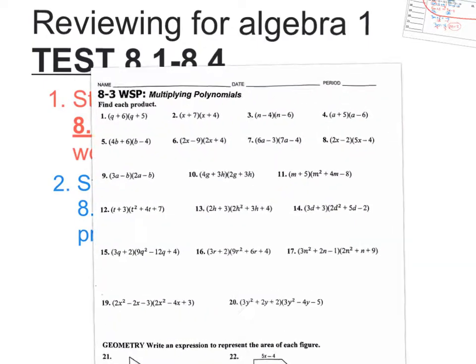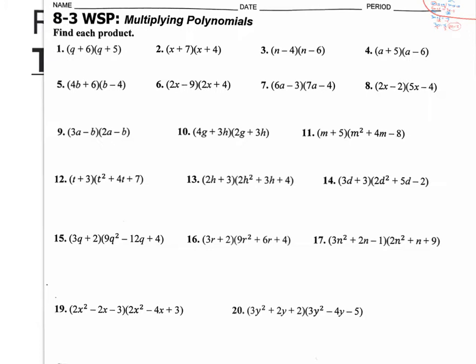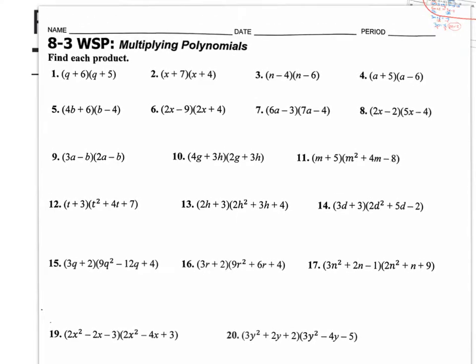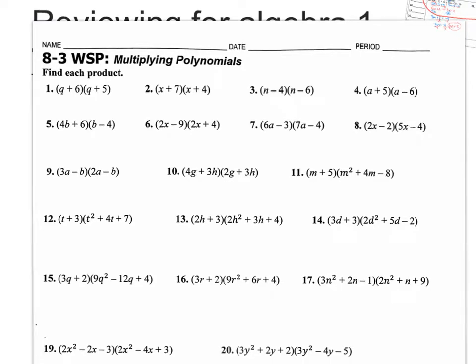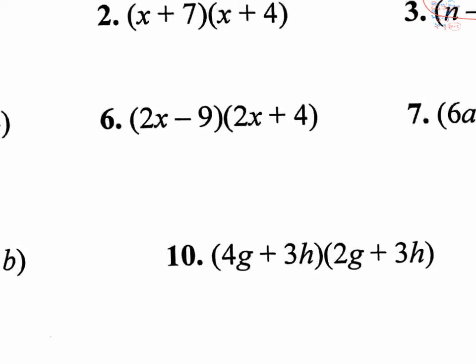So here's my worksheet 8.3. And we've already done videos on this. You could go back and check those videos out. But it's as simple as distributing one term at a time. So let's take a look at number 6, for example. Right here you would distribute 2x times 2x, and we'd get 4x squared.